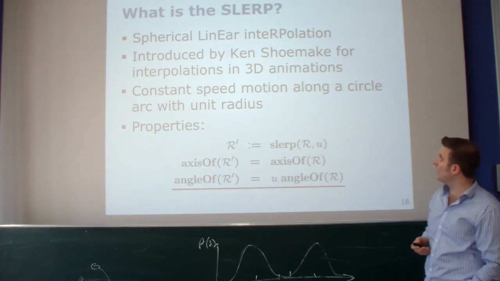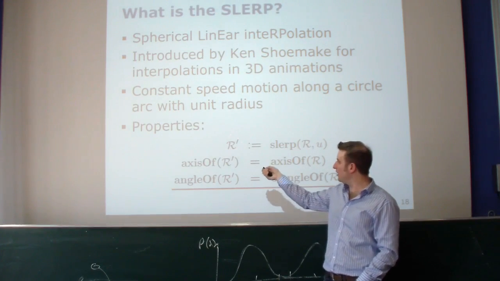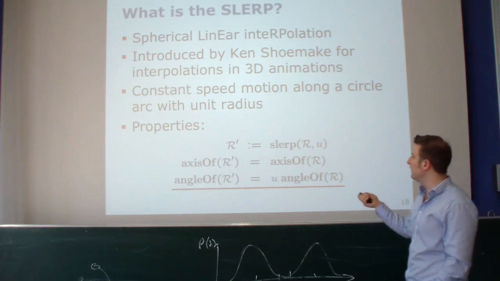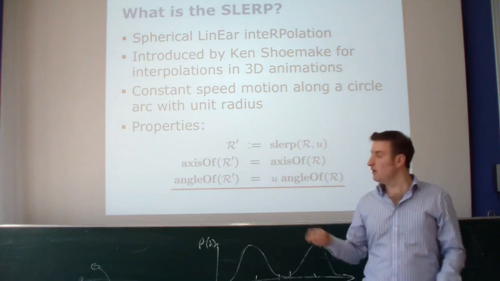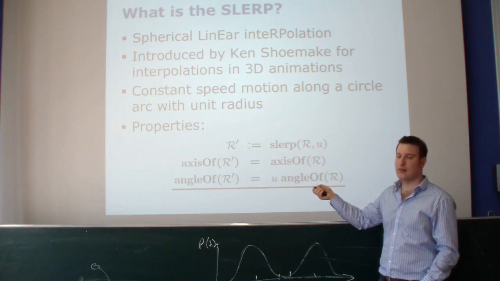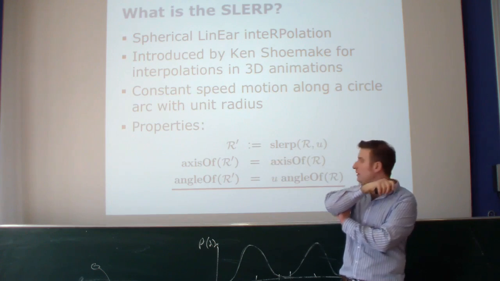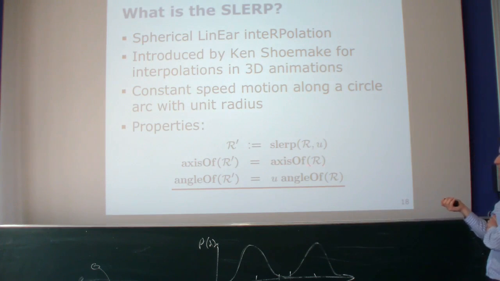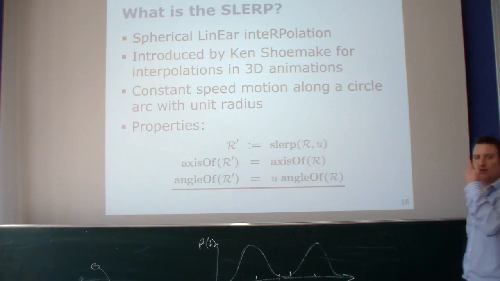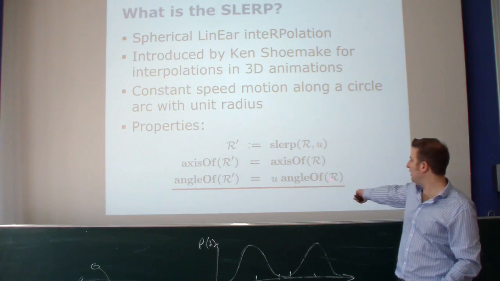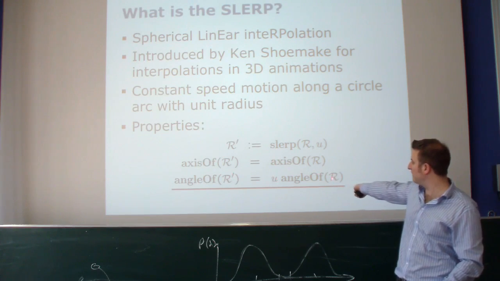The SLERP is defined the following way. If you have a rotation matrix R, and a real number between 0 and 1, called U over here, it's a spherical linear interpolation so that you obtain a new rotation R prime. If this value is 0, you have no rotation. If it's 1, you get the rotation R. But the axis stays exactly the same. So the axis of R prime is exactly the axis of the original rotation. So you maintain the axis, but the angle of R prime is U times the angle of R.